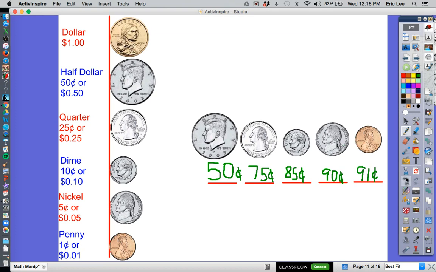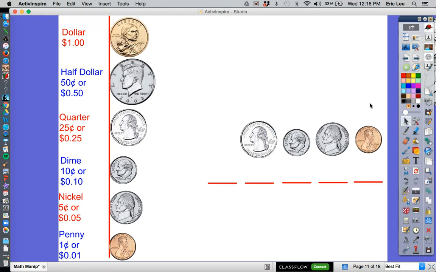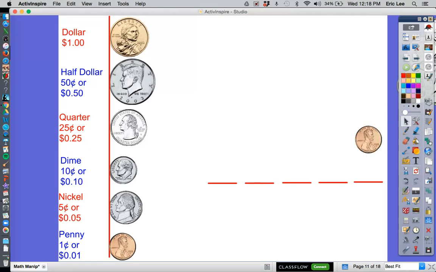So let's try another one here. So let's move these out of the way. So let's get rid of my half dollar, get rid of my quarter, get rid of my dime, go away dime, get rid of my nickel, get rid of my penny, and go away penny. We're done with you. Oh, you're being difficult. Stay up there.